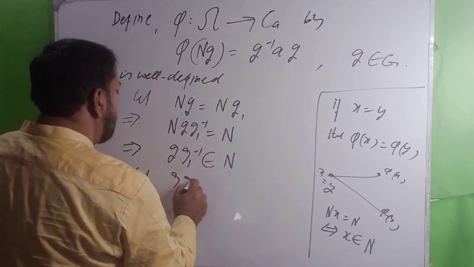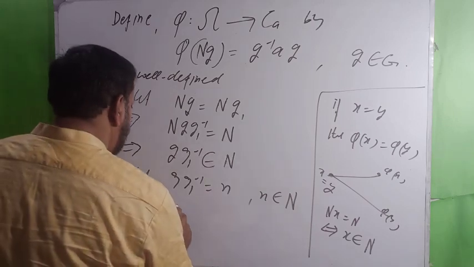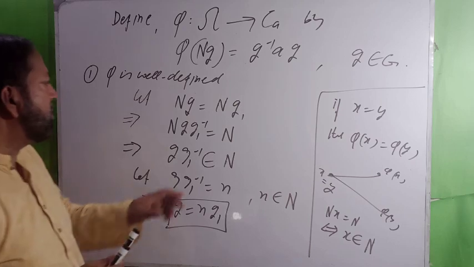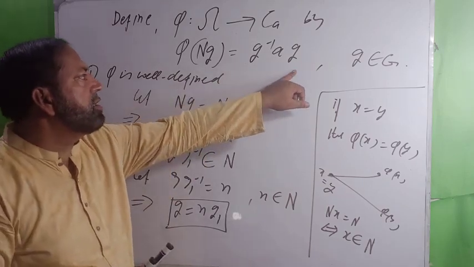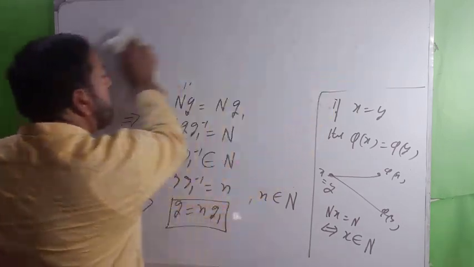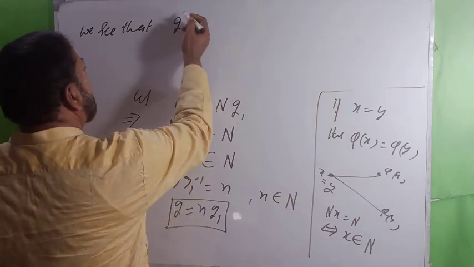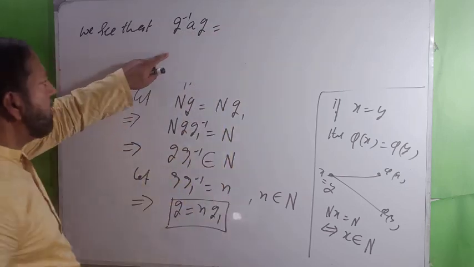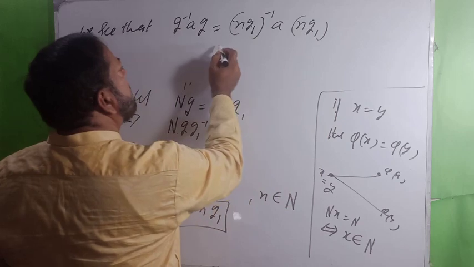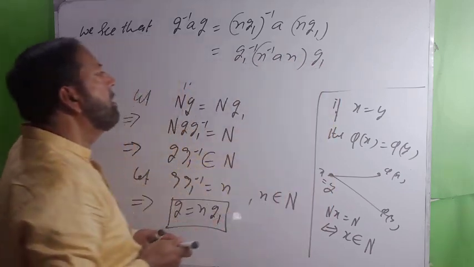So let g1 inverse is equal to n, where of course n belongs to N. This implies g is equal to n g1, and we want to show that g inverse a g is equal to g1 inverse a g1. This is our target. Now consider g inverse a g. What is the value of g? This is n g1. This is equal to (n g1) inverse a n g1. And what is this? This is g1 inverse n inverse a n g1.